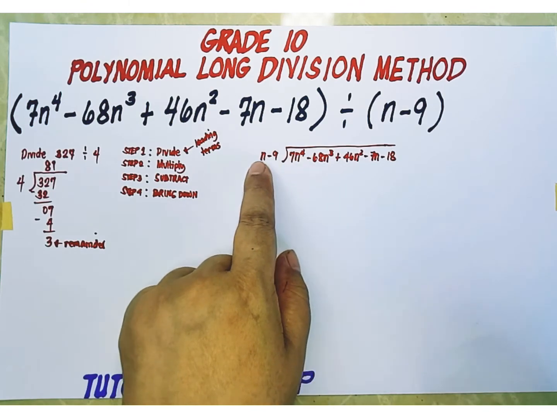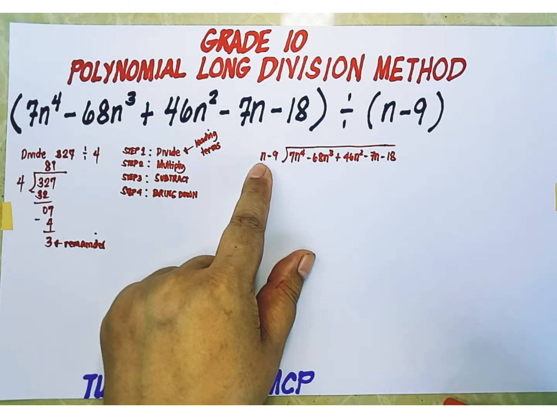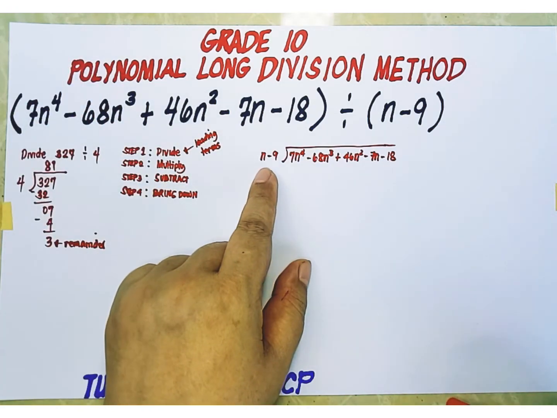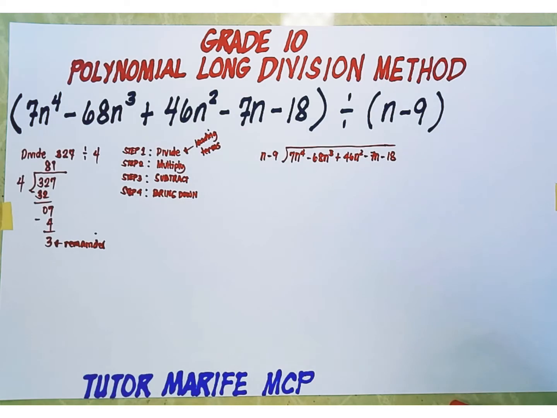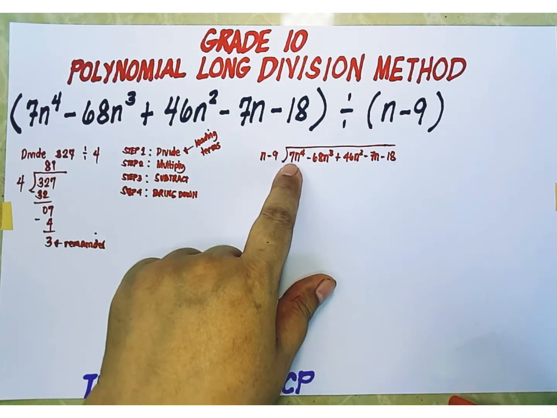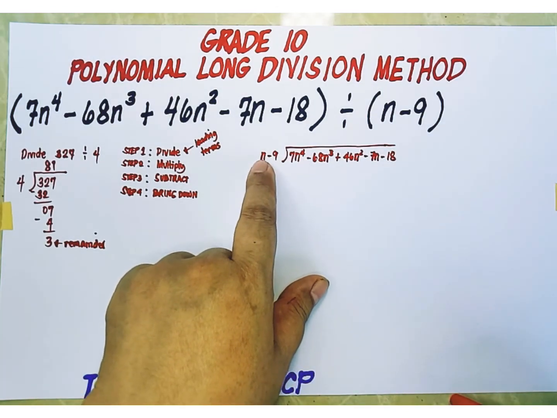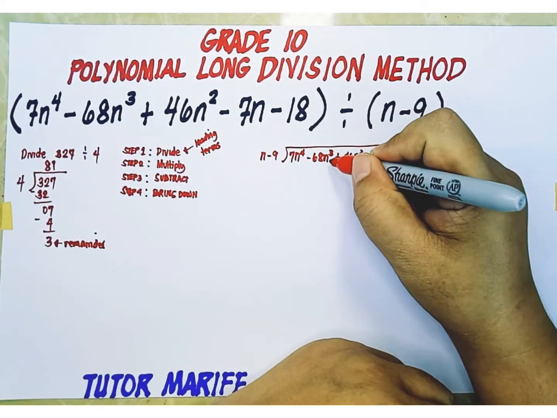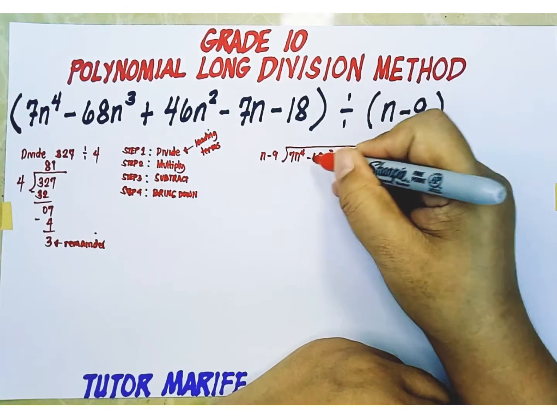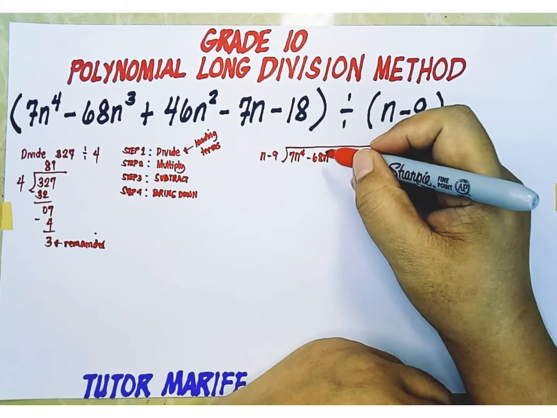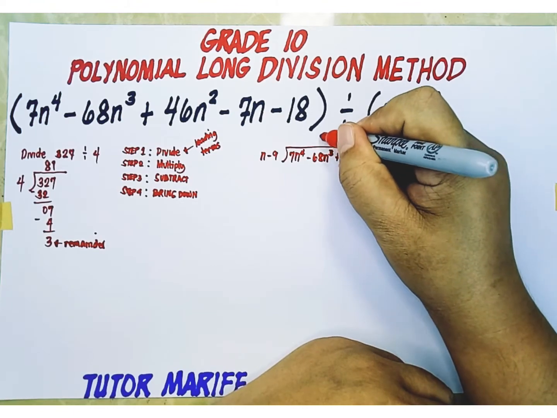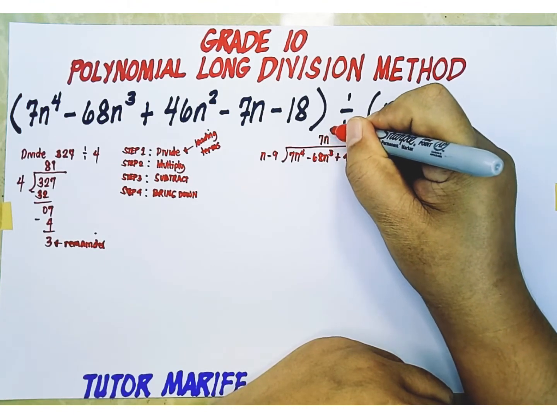7n raised to the 4th power divided by n. Okay, so you're going back to your basic division, your quotient rule. So, loss of exponent, 7n raised to the 4th power divided by n equals 7n cubed. Tapos, i-align mo yung 7n cubed dito sa term ng dividend mo with the same power. So, dito siya dapat naka-align. 7n cubed.